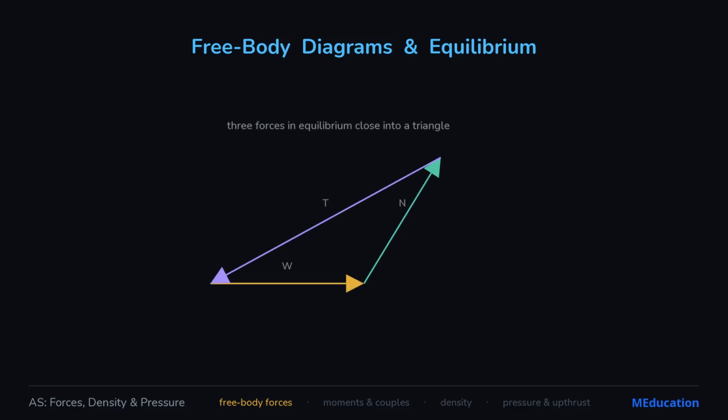For an object in equilibrium, 2 conditions must hold. First, the forces must balance. The resultant force is 0, so up equals down and left equals right. A neat trick is that 3 forces in equilibrium always form a closed triangle when drawn tip to tail. If they don't close, the object is not in equilibrium.